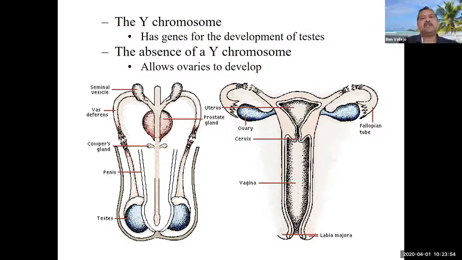The Y chromosome has a gene for development of the testes. So if you have the Y, the testes develop, you're a male. If you don't have the Y, then the testes don't develop and the ovaries are allowed to develop because they're not getting that input from the genes that code for a protein that is the signal for the development of the testes.